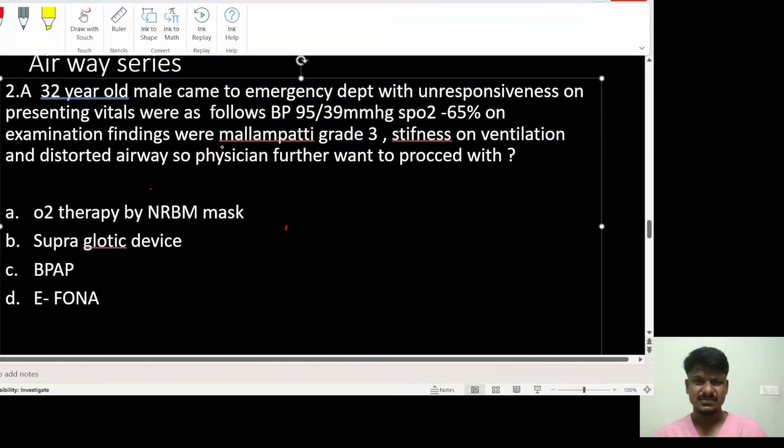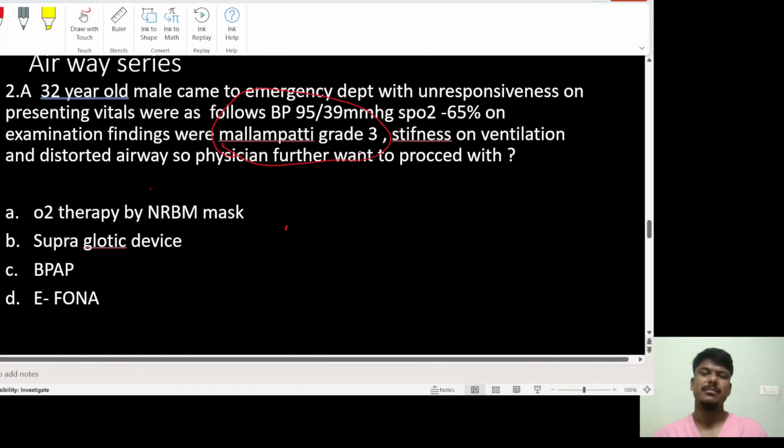Malampatti grade of 3. Mainly the abnormal findings: SpO2 is coming down, and BP is okay so far, but the diastolic is on the lower side. Diastolic hypotension is there. The examination findings are Malampatti grade 3, stiffness on ventilation, and a distorted airway.